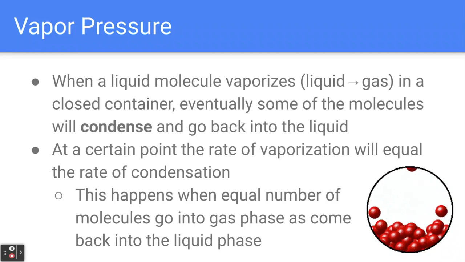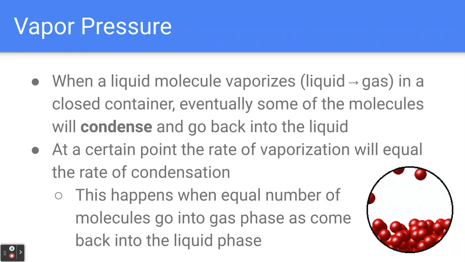So we've got to have some sort of container with a top to it so that these particles aren't just constantly disappearing into the atmosphere, going off randomly and not able to come back.